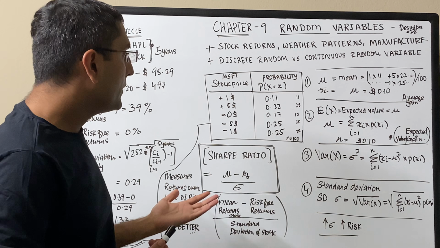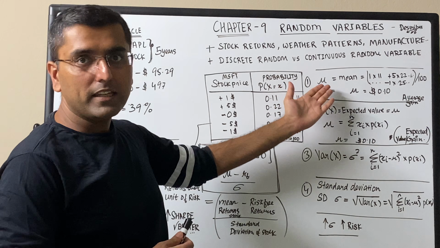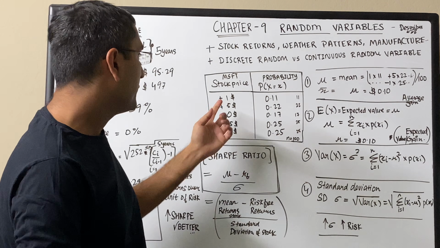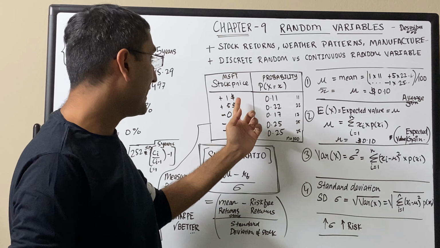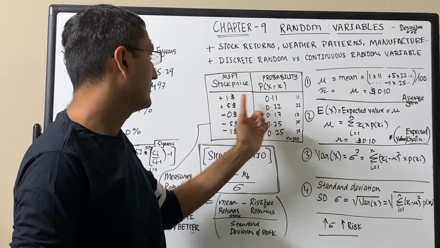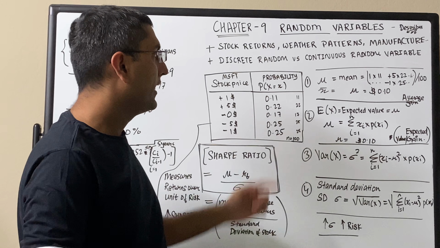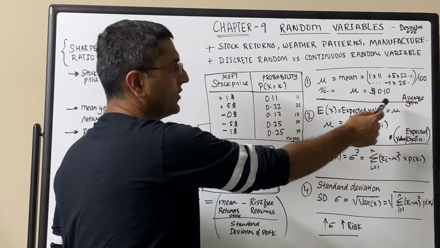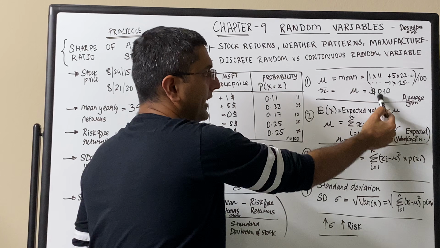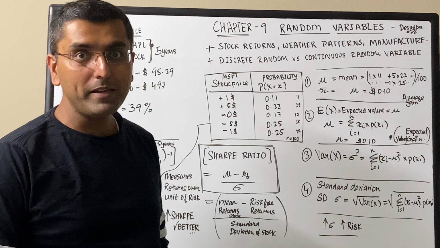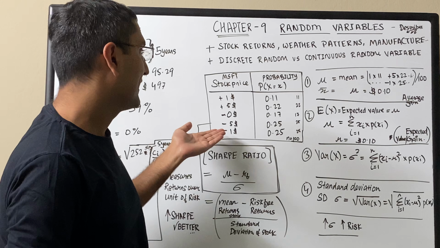So the first thing you can do with this is you can find out a mean. Mean is basically you multiply how many times you get 1, which is 11. So 1 times 11. And then you multiply 5 times 22 and so on. And you divide by the number of data points. So you get 10 cents. So mu, or mean, you get it as 10 cents.